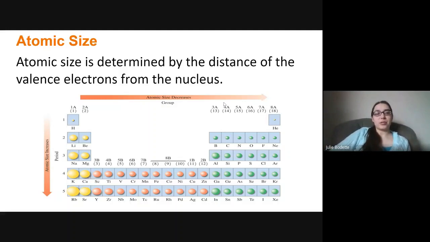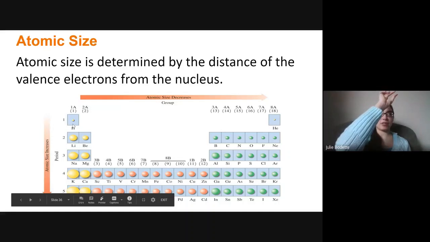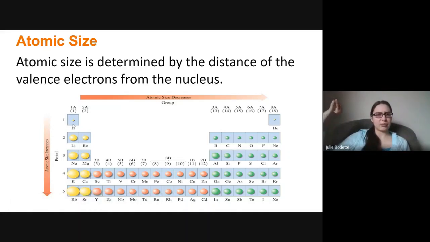So let's talk about atomic size as we go down a column, because that's sort of the easier one to grasp. And then after that, we'll talk about it as you go across a row, because that one's a little bit trickier.